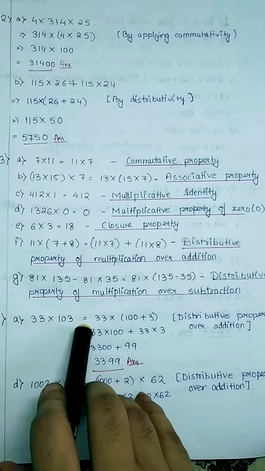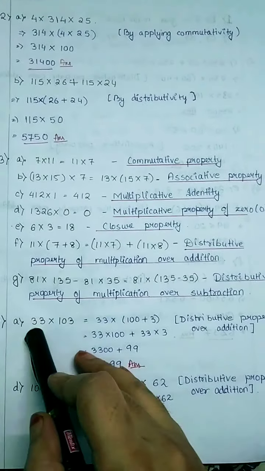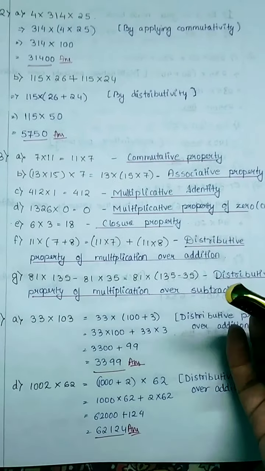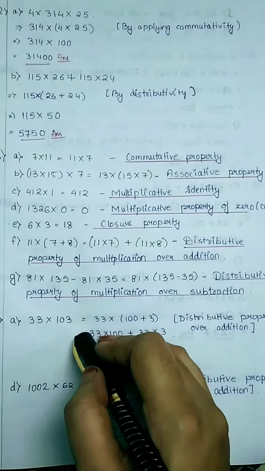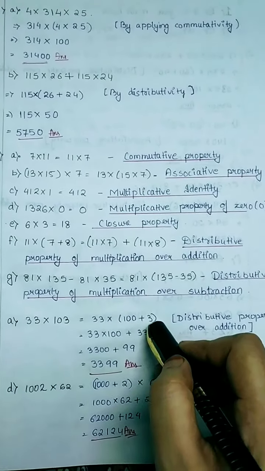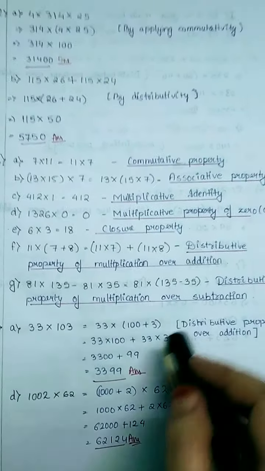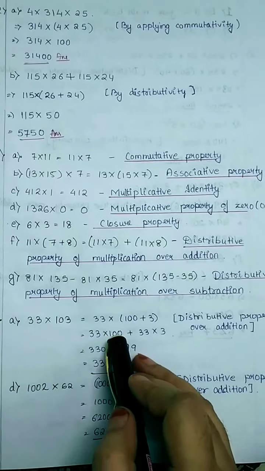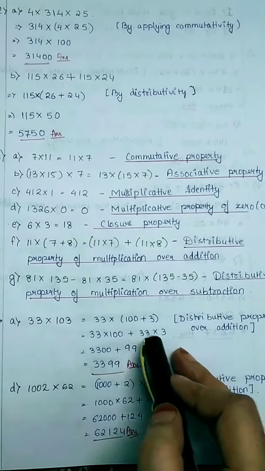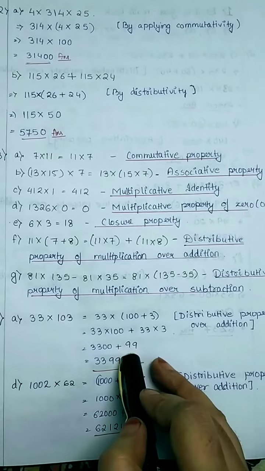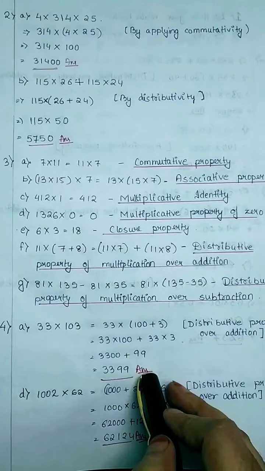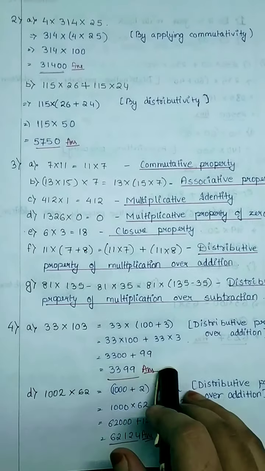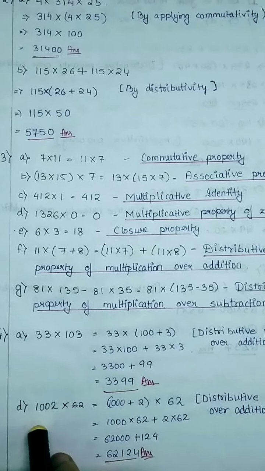Next is question number 4. A: 33 multiplied to 103. You can directly multiply it, but it will be difficult. So what will you do? Split 103 into 2 parts, so it becomes 100 plus 3. Now again you can apply the distributive property. 33 will be multiplied to 100, and 33 will be multiplied to 3. 33 multiplied with 100 will give you 3300, and when multiplied to 3, it will give you 99. Now you can add it easily. So the answer will be 3399.